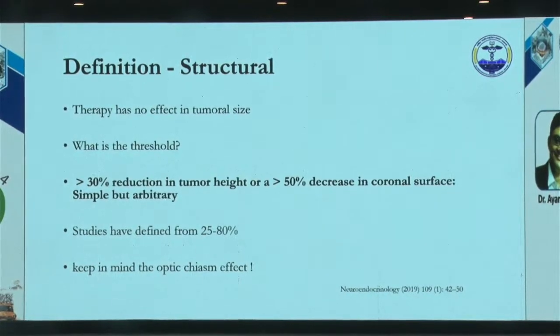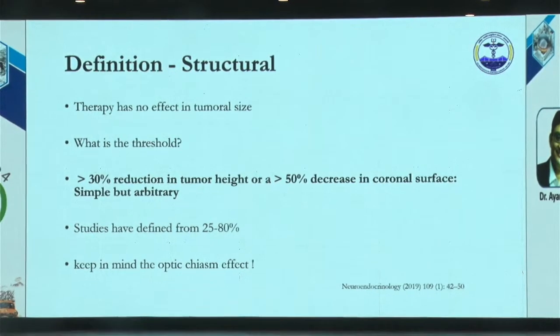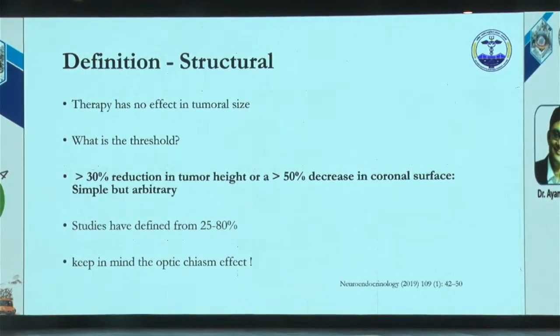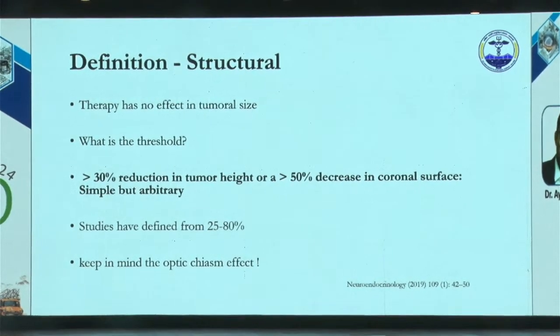It's not validated or it's not being utilized by other things. But one thing we have to keep in mind while dealing with structural things is that the most important clinical aspect is to see whether we are able to reduce any effect on the optic chiasma. If that is there, then possibly clinically that is a meaningful uptake. But till we get another definition, 30% reduction in the height and 50% in the volume is good.